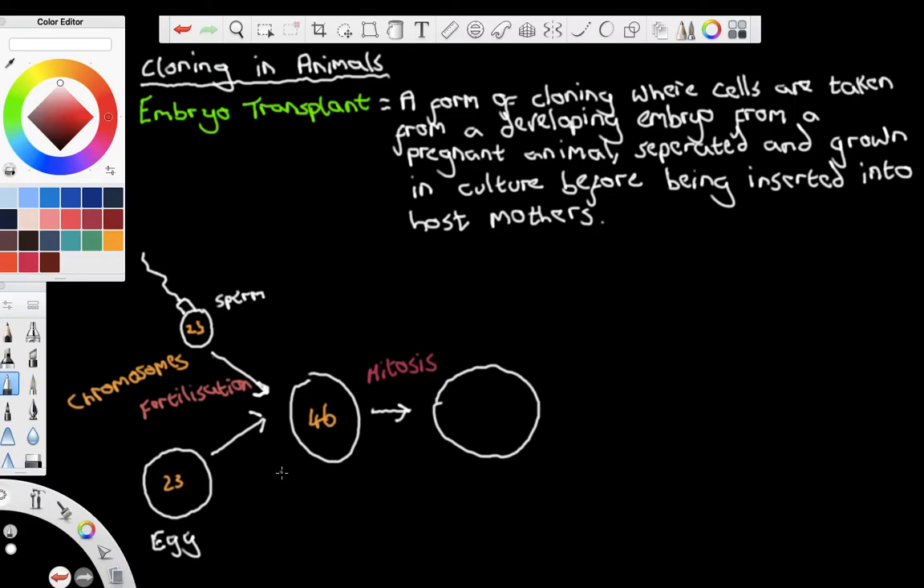So this is the first cell of the embryo, and then the cells would divide through mitosis to form exact copies. So we've now got 4 copies of the cell with exactly the same chromosomes in them. What scientists can do is they can take out these cells and separate them.